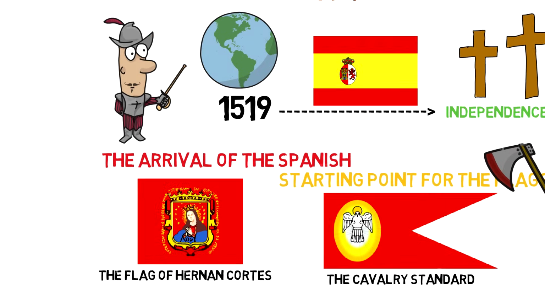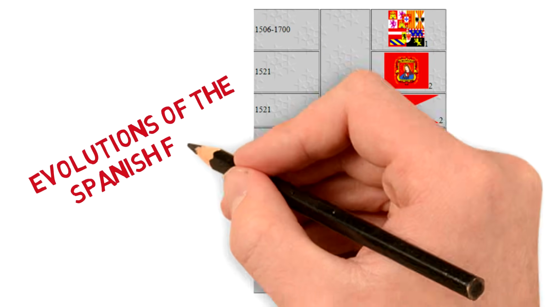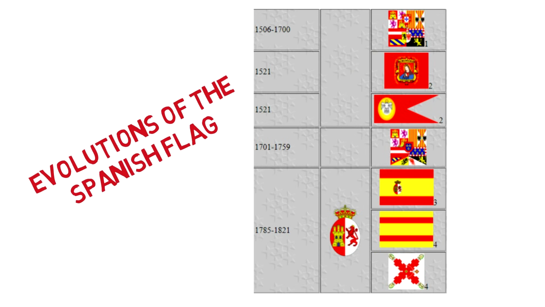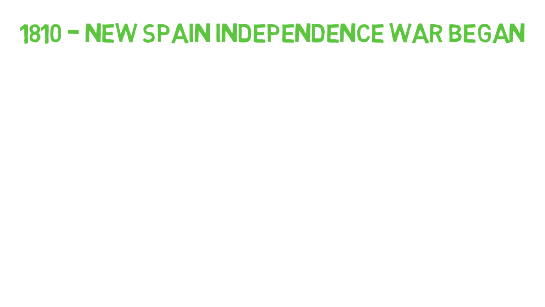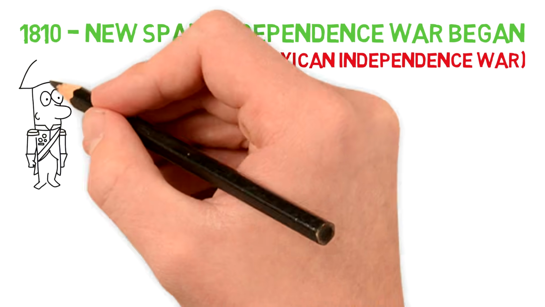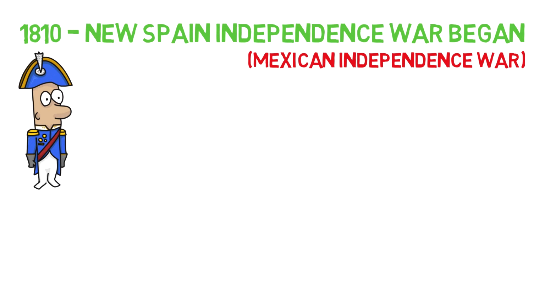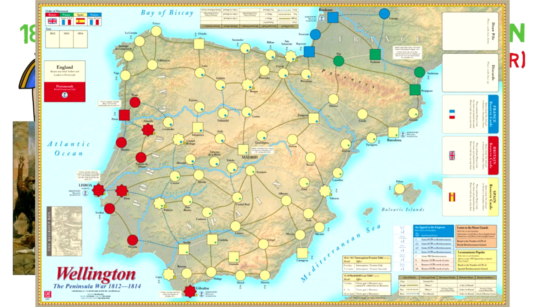The Spanish flag changed throughout time and had some evolutions. If you want to understand those, check out my video on the Spanish flag. But what's important for Mexico is the change which occurred in 1810. In 1810, the New Spain Independence War began, also known as the Mexican Independence War. It partially coincides with the Napoleon invasion of Spain in 1808, and it might have been one of the causes. The weakening of the central region of the empire in Spain allowed for the fight for independence of the colonies.